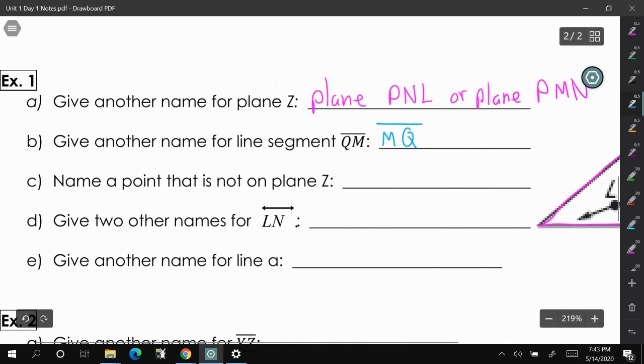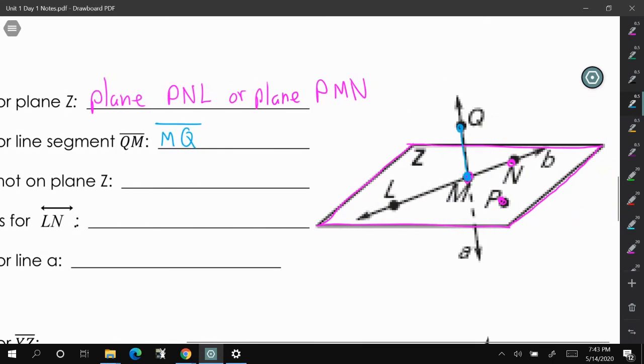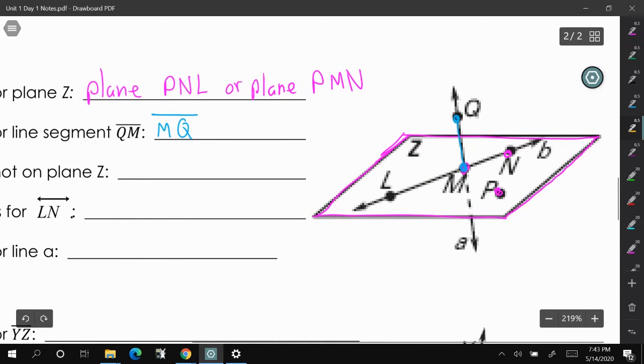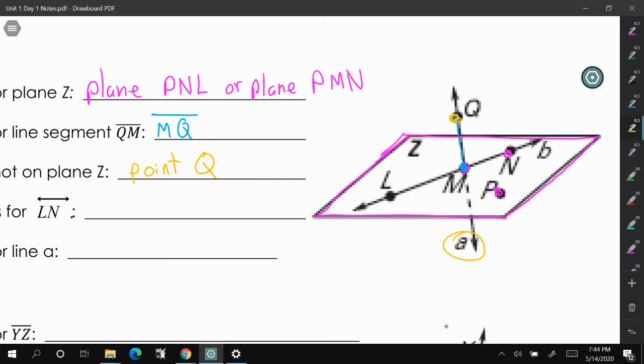Name a point that is not on plane Z. So plane Z again is this area that I outlined. The only point that is not in the plane is up here. That's point Q. Now you may be saying, well, what about this A down here? Well, that's a lowercase a, so that is not a point down here. That's just talking about this line, that one of the names for it could be line A.